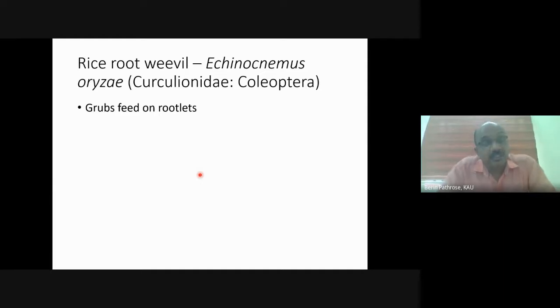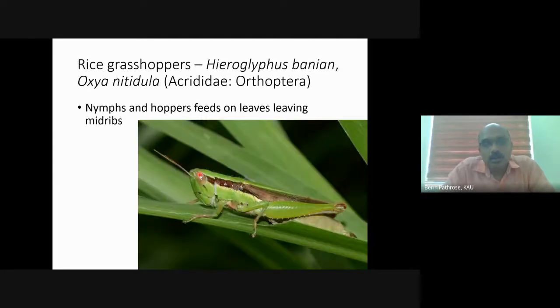Then there is a pest which feeds on the roots, that is rice root weevil, Echinocnemus oryzae. As it is a weevil, the family is Curculionidae. The grubs feed on the rootlets. I haven't seen this pest anywhere in Kerala. So remember it is rice root weevil, Echinocnemus oryzae. Very few pests damage the root portion of the rice crop. So this is one pest where the grubs feed on the roots of the crop.